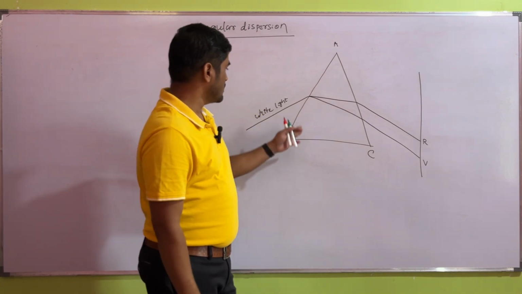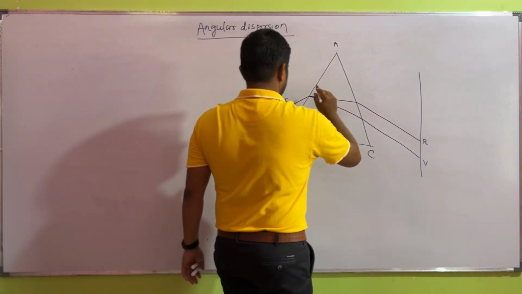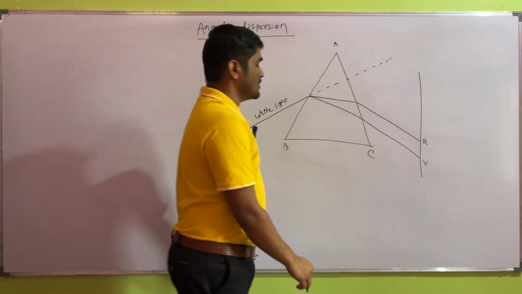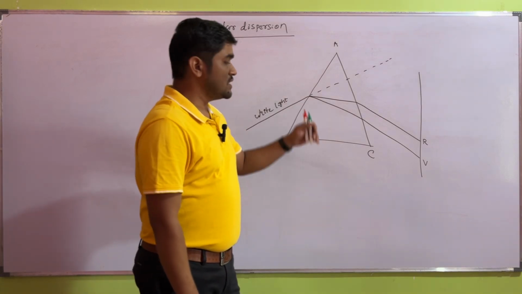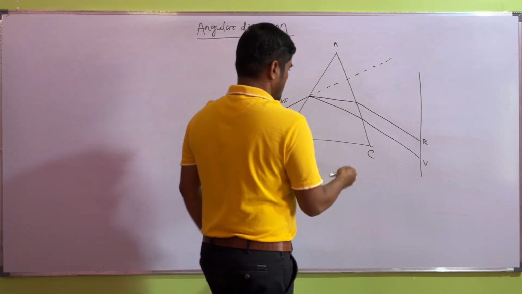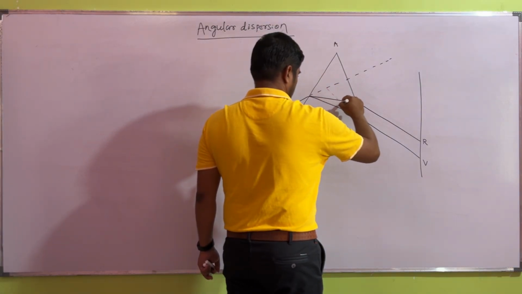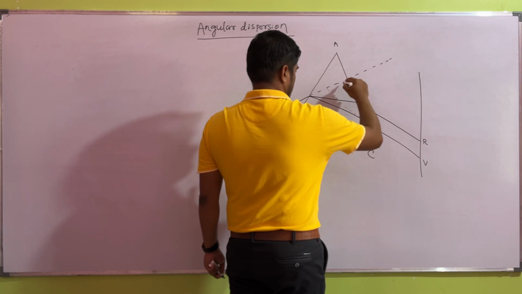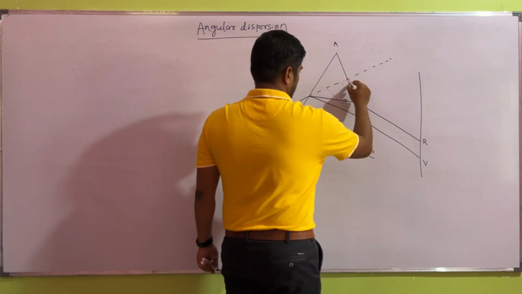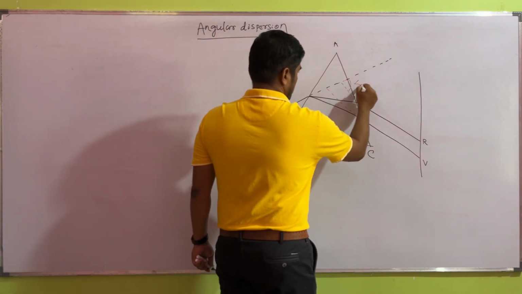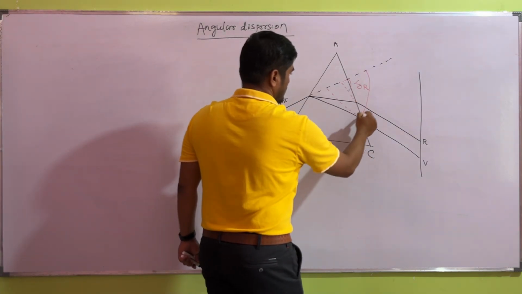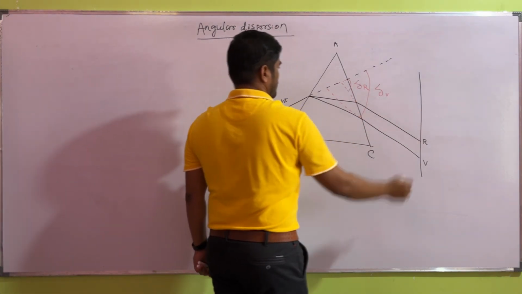That means if there is no prism, then this is the path of the incident light, and if you extend this ray in the backward direction and this in the backward direction, you find this is the angle of deviation for red color and this is the angle of deviation for violet color.